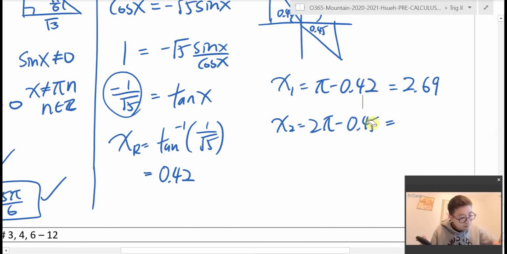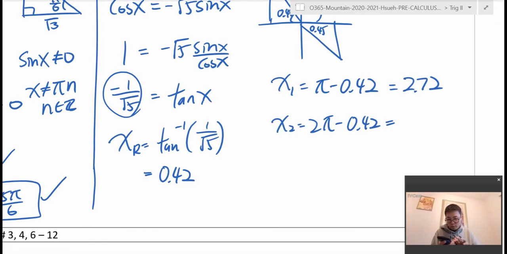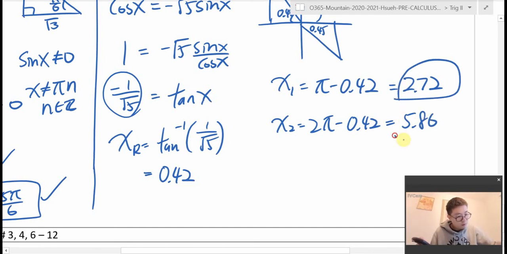Okay, pi minus that. Where's my pi minus? Okay, pi minus, enter. You should get 2.72 instead. Okay, inverse tangent of 1 divided by root 5, and then we have 2 times pi minus, enter. This one you should get 5.86. So these are your answers.